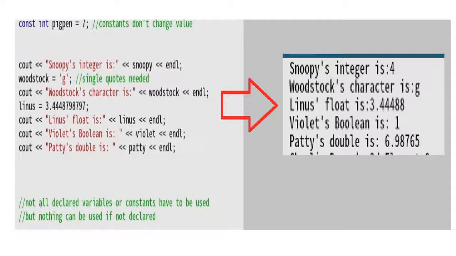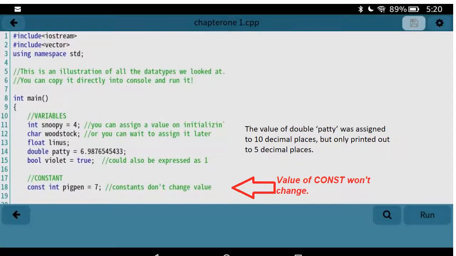Okay. And one little note, you do not have to assign a value to every variable and constant you create, but if you do not declare them, you'll get an error if you try to assign a value to a variable or constant that you did not initially declare. You'll notice the variable Patty had 10 decimal places, but it only printed out 5. So it's kind of the same as Linus, but it's double precision.